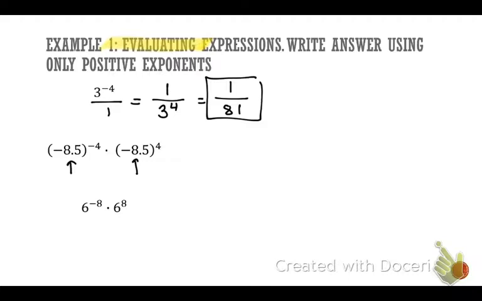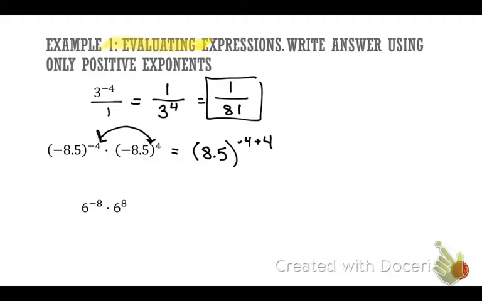Okay? You have to solve this. You're either going to solve it the really, really hard way or the really, really easy way. So if you don't want to be evaluating negative 8.5 times itself 4 times and then dividing it, you need to use product of powers. Same base, 8.5, raised to the power of negative 4 plus 4. I'm adding my exponents together. Same base, common base, add my exponents.